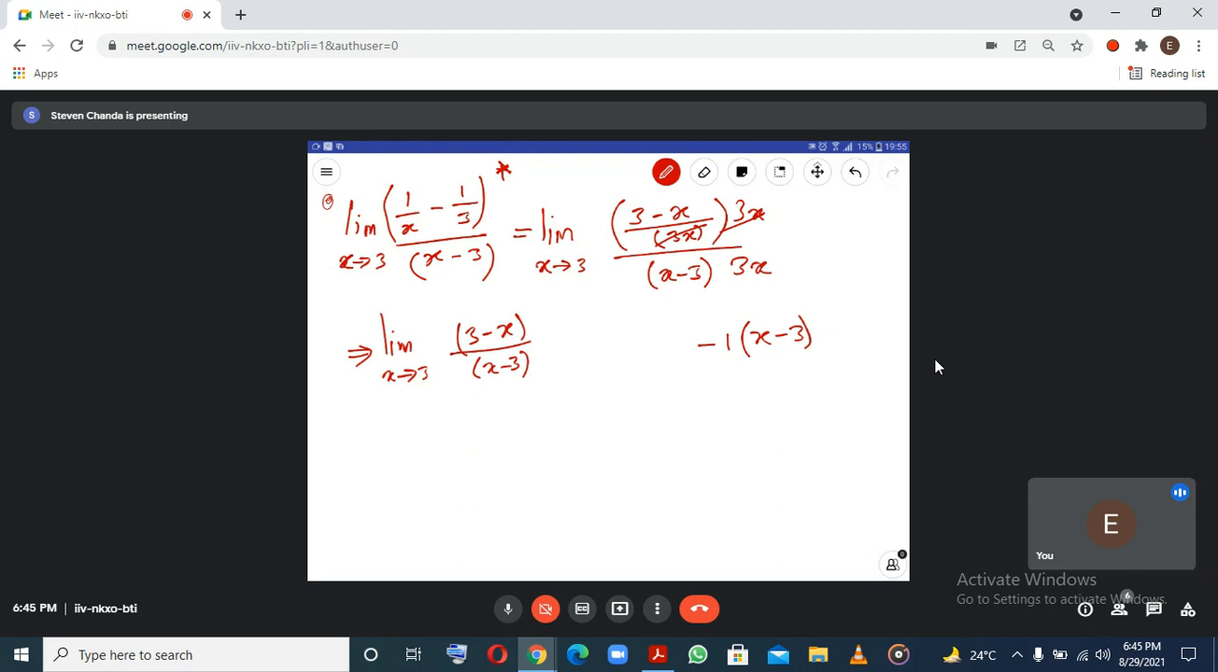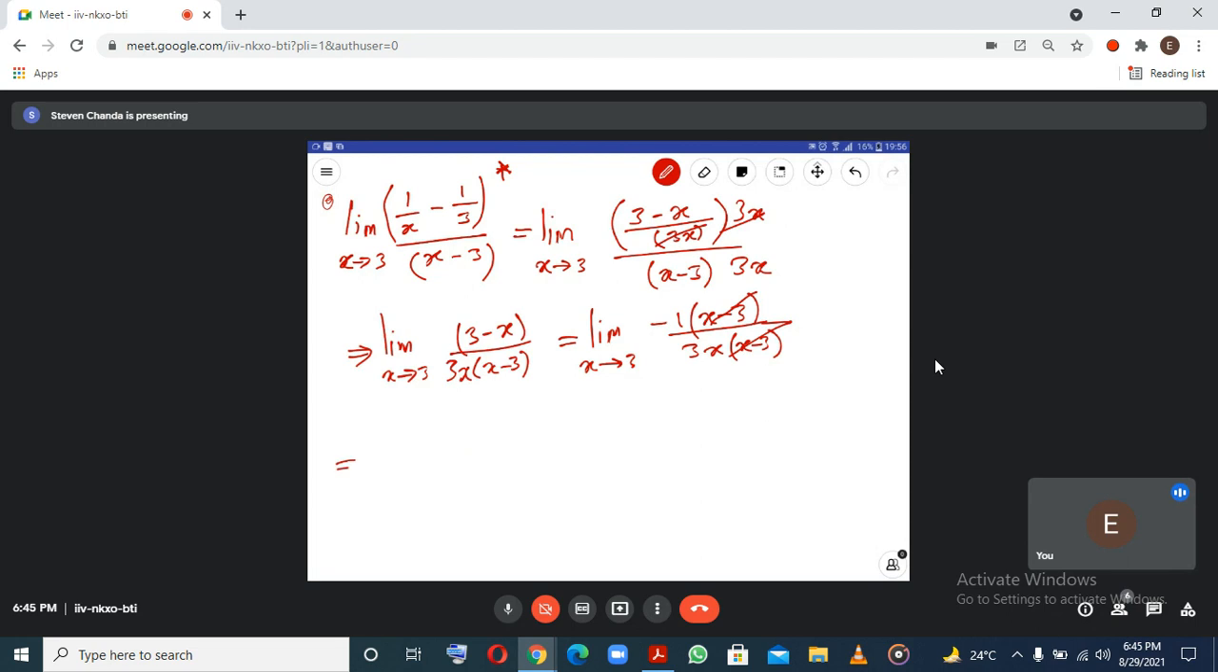So then we are going to rewrite the numerator. Oh, sorry, I forgot the 3x here, since we're multiplying that. So then what you're going to have is the limit when x approaches 3 of -1 times x minus 3, then you've got 3x over x minus 3.